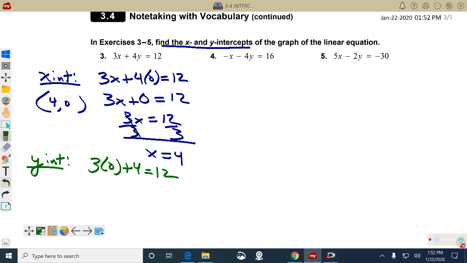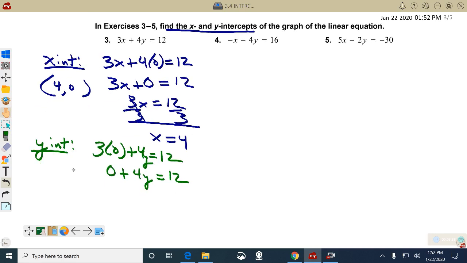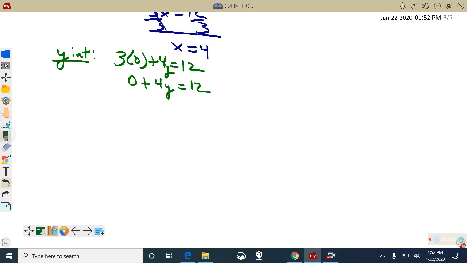This is easy stuff. 3 times 0, last time I checked, is 0, plus 4y, sorry, I forgot to put the y there, equals 12. There's some space there. Maybe use the top. Because again, you're not turning this in, so just use whatever space you can. 0 plus 4y, I want to say it's 4y if my coffee has kicked in. Let's divide by 4. y then is 3. Nice. So the y-intercept was (0, 3).